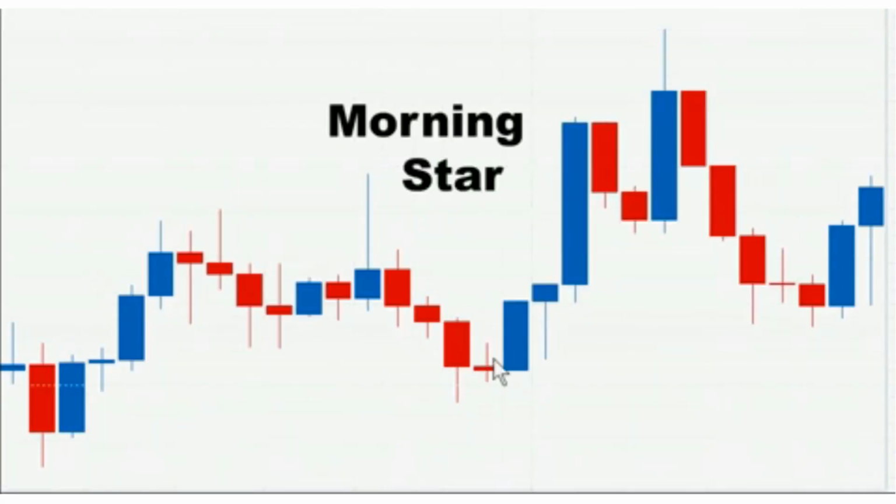The morning star pattern usually consists of three candles at the bottom of a downtrend. The first candle is a red bearish candle. The second candle is an indecision candle, and the third candle is a bullish blue candle that closes at least halfway up the first red candle.